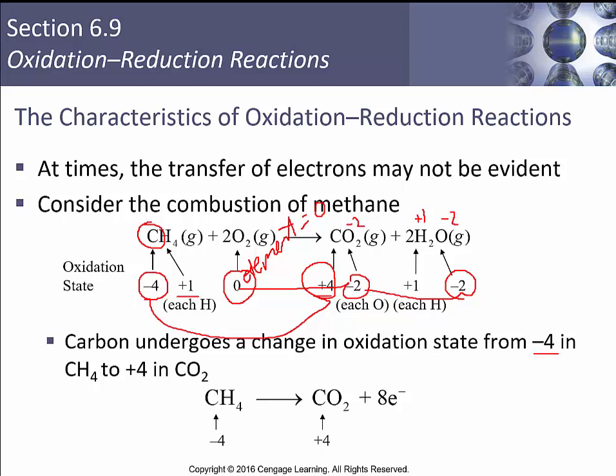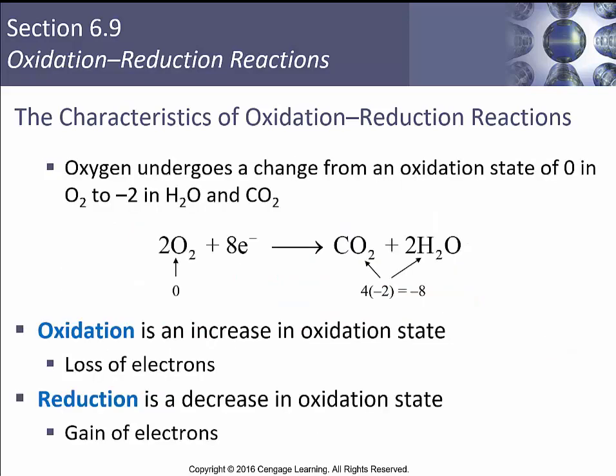Oxygen undergoes a change from an oxidation state of 0 to -2. So 0 in its elemental state to -2 in its state where it's interacting with the hydrogens and the carbons. All right? So the terms that we give are oxidation, representing an increase in the oxidation state, or a loss of electrons, and reduction is a decrease in the oxidation state or a gain of electrons.